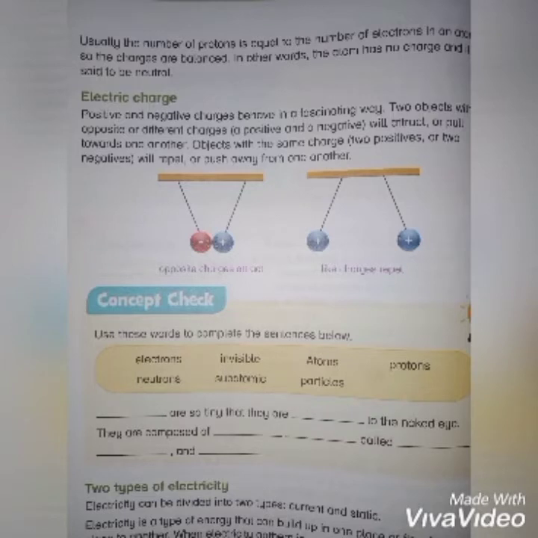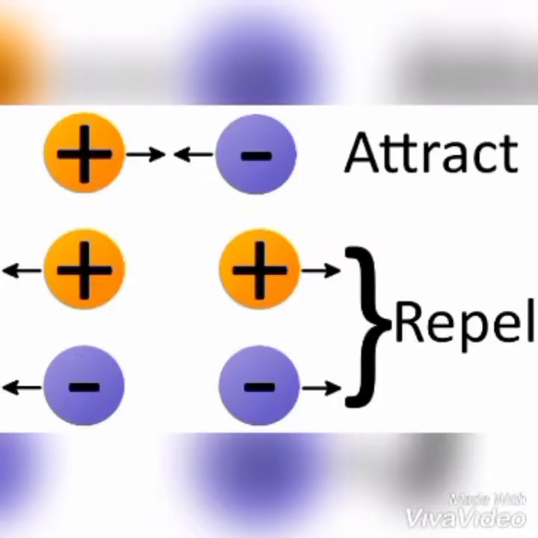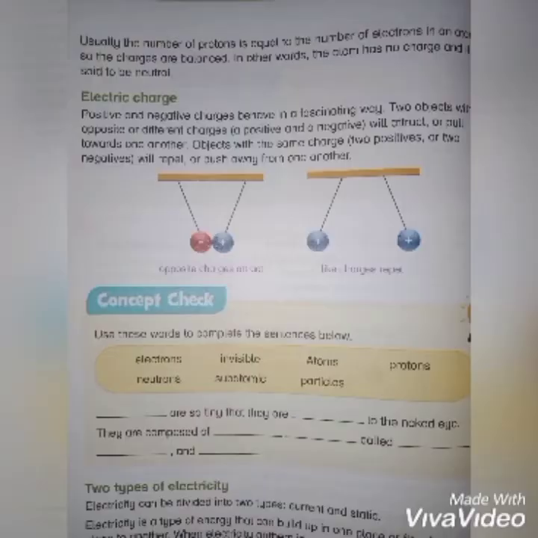Girls, move to page number 82. There, you can see the topic of electric charge. Two different charges, meaning a positive and a negative charge, will attract each other. But two same charges, meaning two positive charges or two negative charges, will not attract each other. Rather, they are going to repel each other. Girls, you have to do the concept check on page number 82 with the pencil in the book.